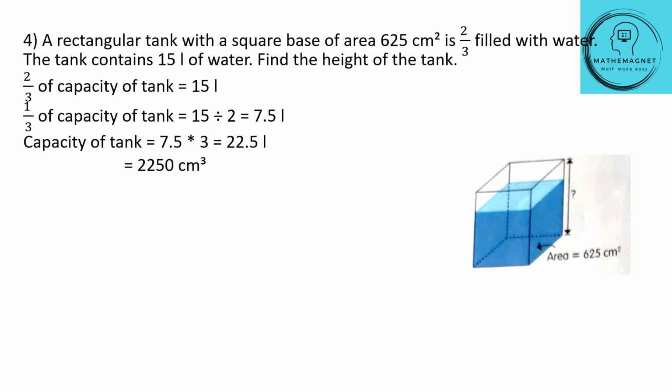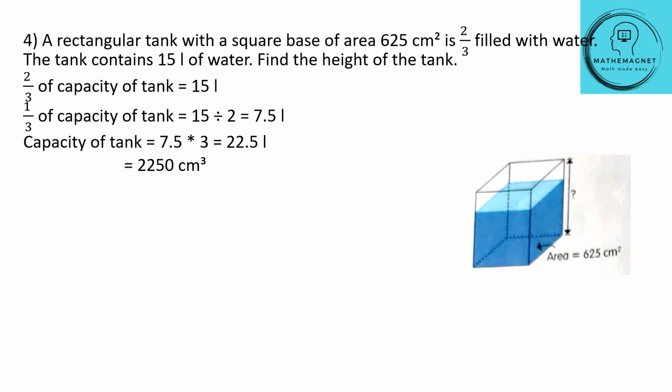Now this 22.5 liters can be rewritten as 2250 centimeter cube. Remember, your volume and the other measurements of the edges should be in the same unit. Here the base area is given in centimeters, which means our capacity also should be considered in centimeters. So it will be 2250 centimeter cube.